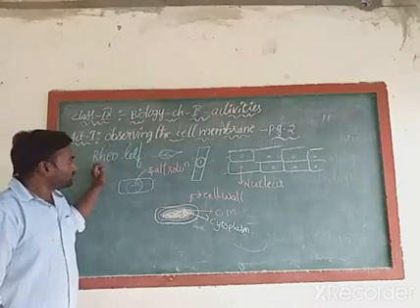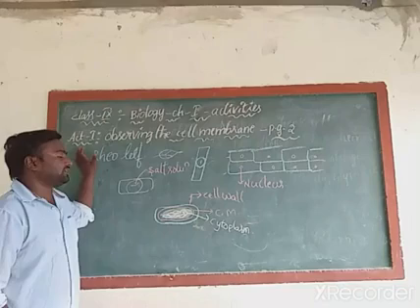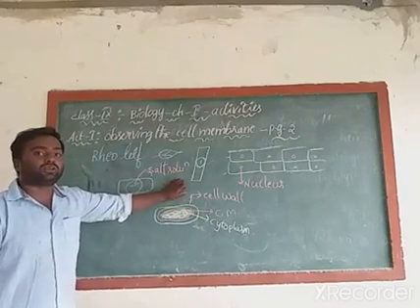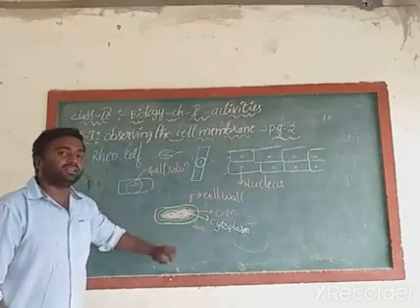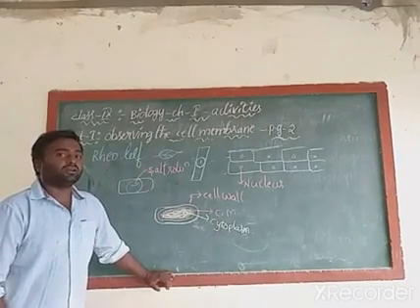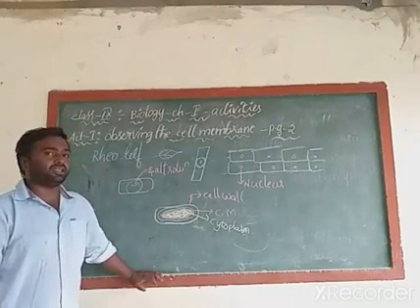Okay now, by considering this activity, what are we going to observe? We are going to observe the cell wall as the outermost layer, the cell membrane as the inner layer, and shrunken cytoplasm. Okay now, we are going to observe activity 2.